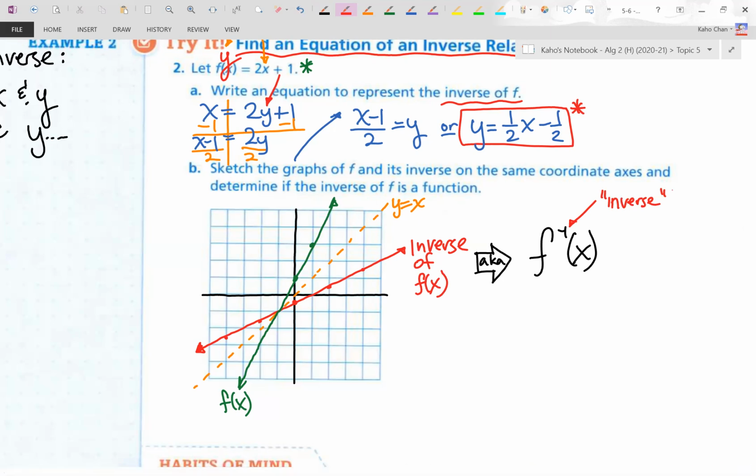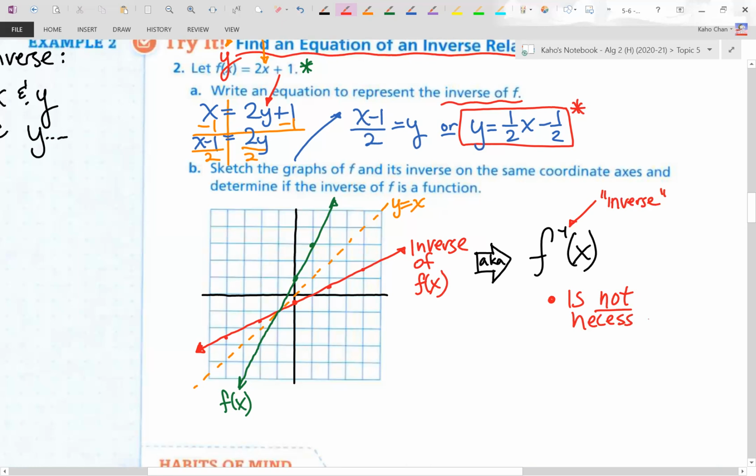Okay, this means a couple of things. Please note, the inverse of a function is not necessarily a function itself. There's no guarantee. Just because it starts with the letter f doesn't mean it's a function. F is just an arbitrary letter. The inverse of a function could fail the vertical line test, so keep that in mind.